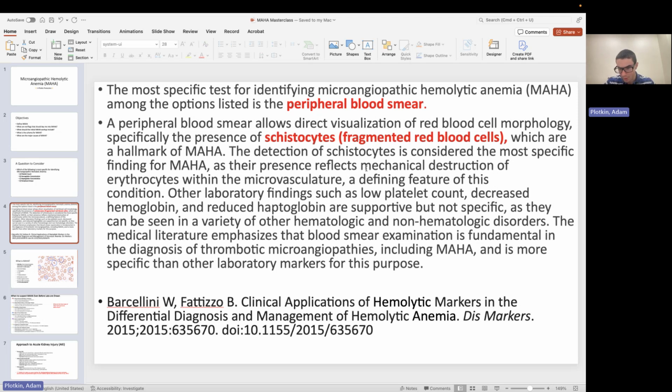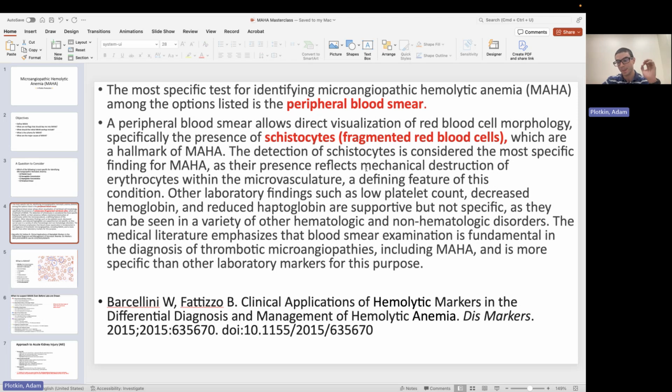So the other answers that we can cross out, right? Platelet count: so many things can cause low platelets. That would be a whole lecture on its own; I'll do that at some point. Hemoglobin concentration: all those hemolytic anemias can cause low hemoglobin, and so can a million other things. Low haptoglobin occurs in all these hemolytic anemias. I just named you several different kinds, so it's not going to be very specific for MAHA.